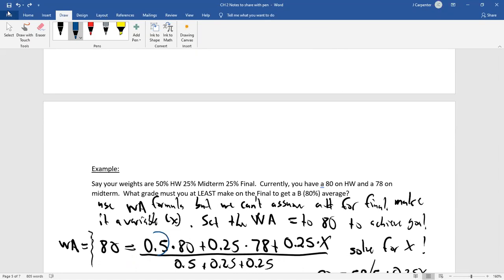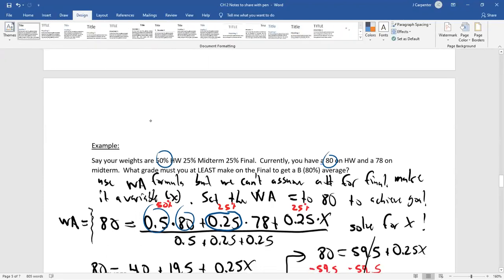This 0.5 was the 50% for the homework. And then the 80 was the 80 we already had on it. Then this 25, and I did this as decimals just to mix it up. I mentioned this earlier, so if you don't like writing 0.5, you could instead have written 50% here. You could have written 25% here, and you could have written 25% here. And then this on the bottom would also be 50%, 50%, 25%. You just have to be consistent.